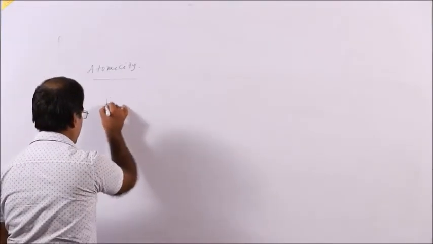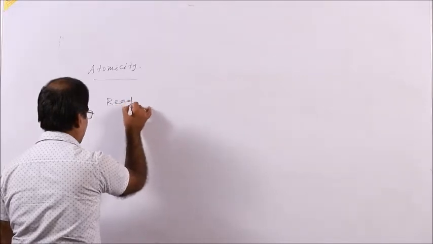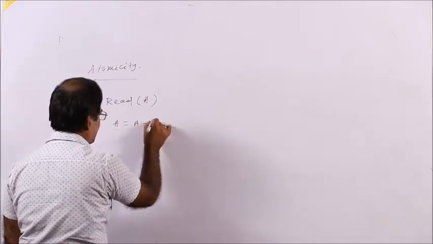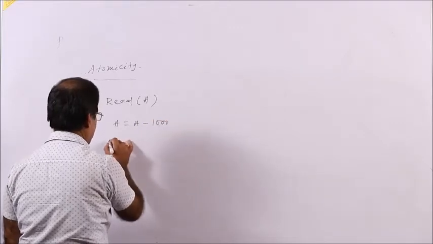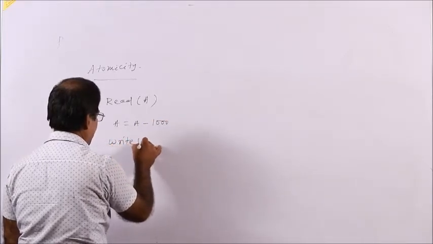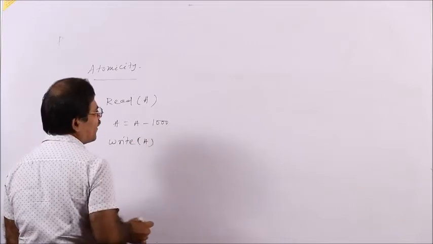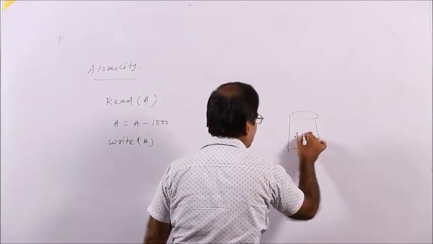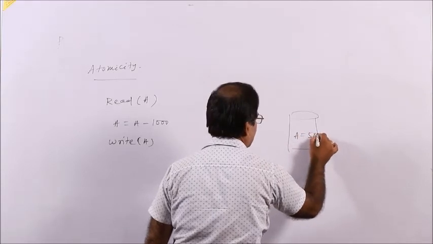So like this, read A. A is equal to A minus, suppose, 1,000 rupees. Then write A. Suppose this is a database. Suppose your account is stored here, account A having 5,000 rupees.